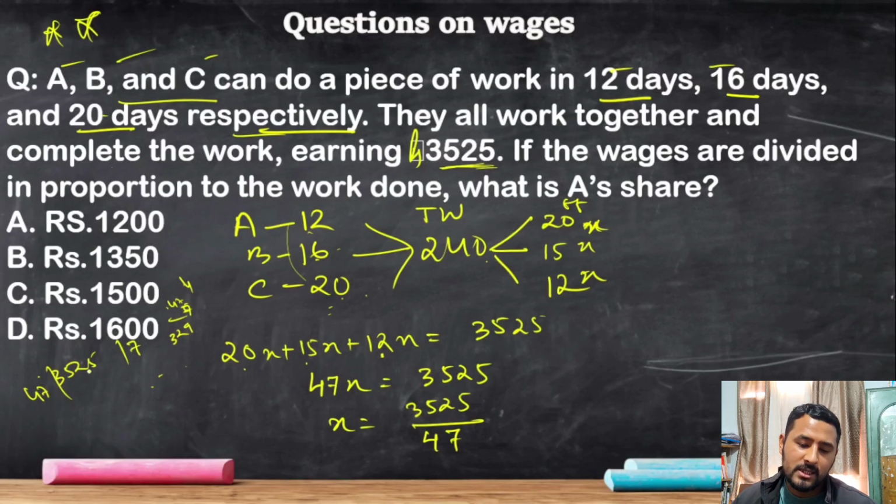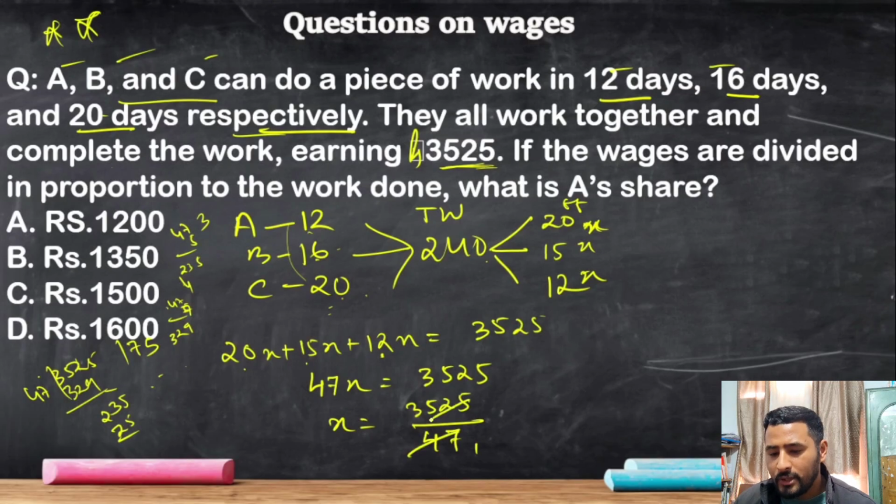Let's see more. 47 into 5 you get 35, carry 3, 5, 4 is 20, 23. So you're getting 75. 47 into 1 is 47, 75. So the value of x is how much? The value of x is 75.